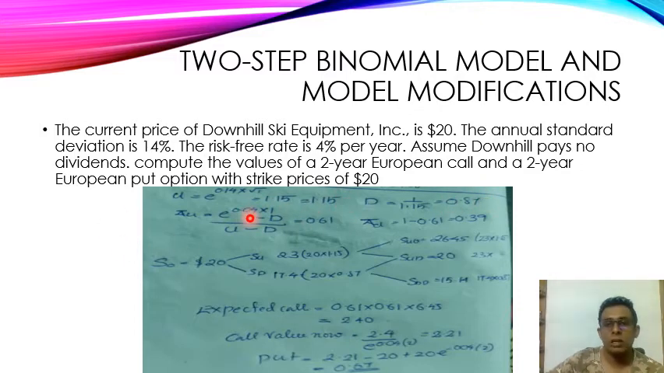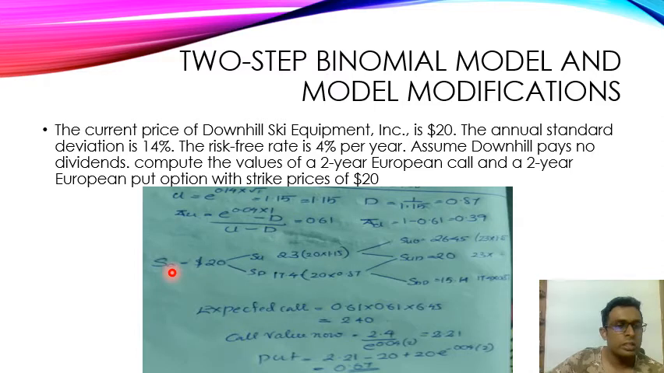Similarly, we need to find the probability of reaching the upstate and downstate, which is given by (e raised to RT minus D) divided by (U minus D). Here R is given as 0.04 per annum. So the result is 0.61 for the upstate, and the downstate is 1 minus 0.61, which is 0.39.